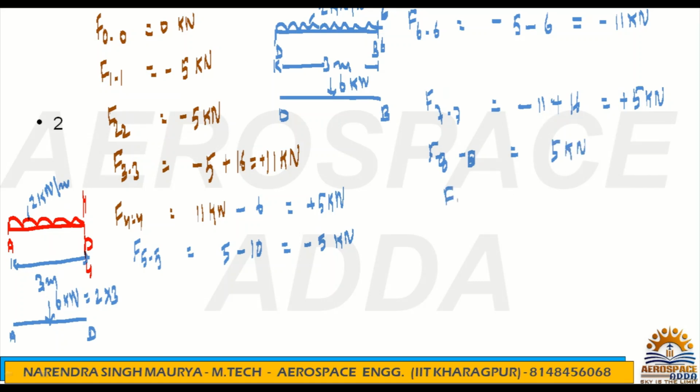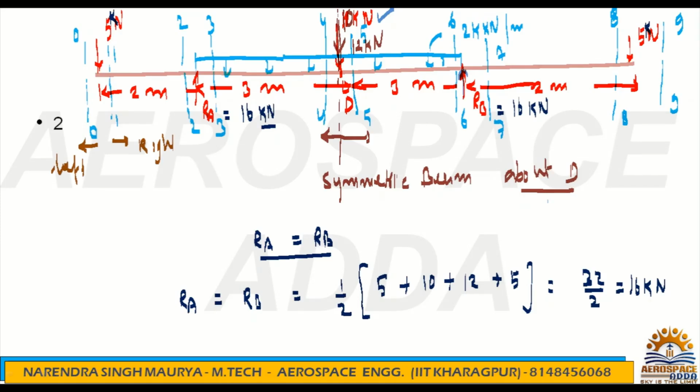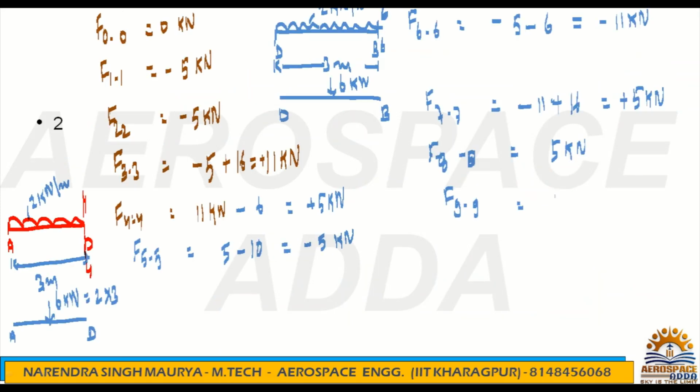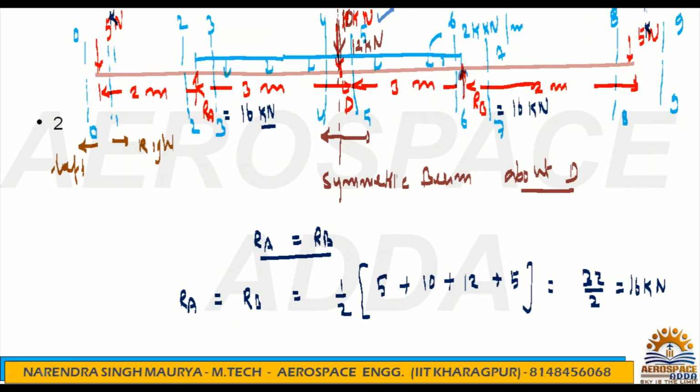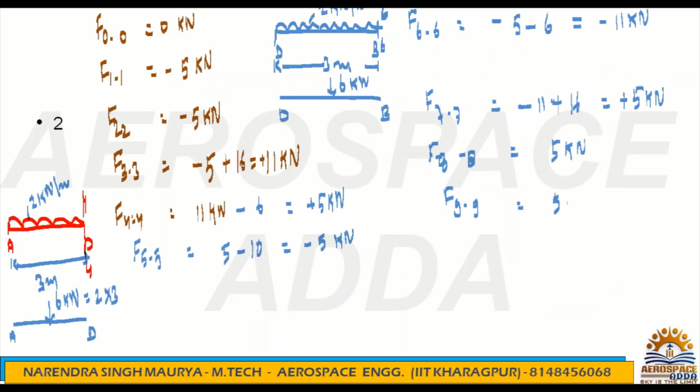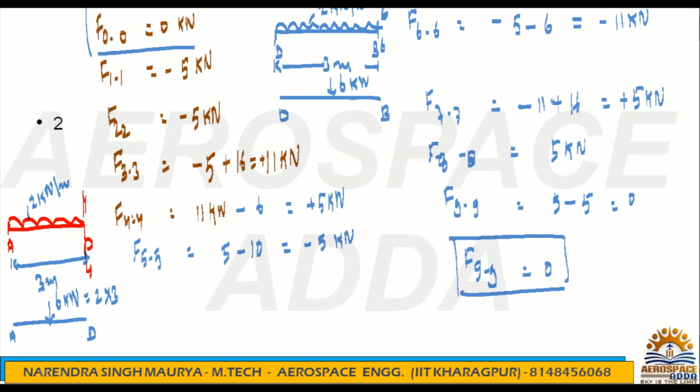Then we'll go for F99. F99 means just after 5 kilonewton. So 5 kilonewton we already have here, and this 5 kilonewton at the end is acting downward, so it becomes 0. So F99 you got. Just start and end, both we should have 0 force. That is the cross check always.